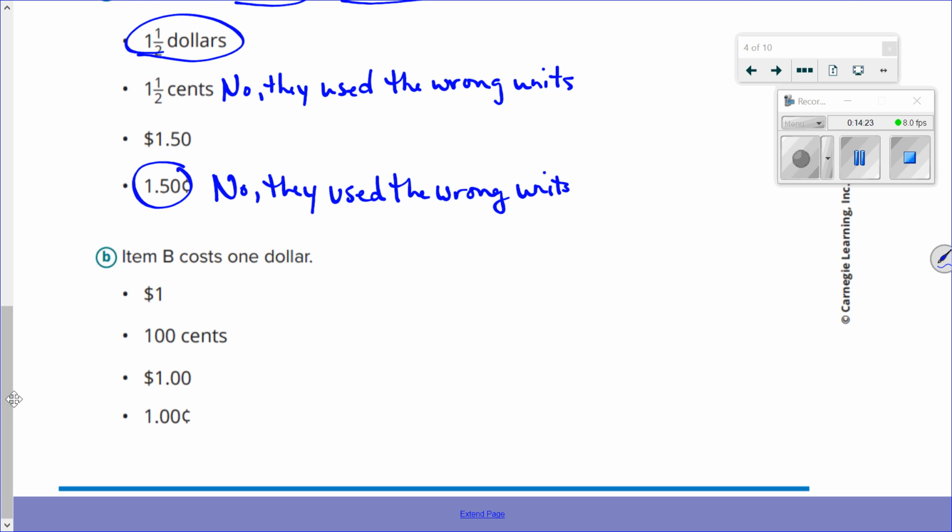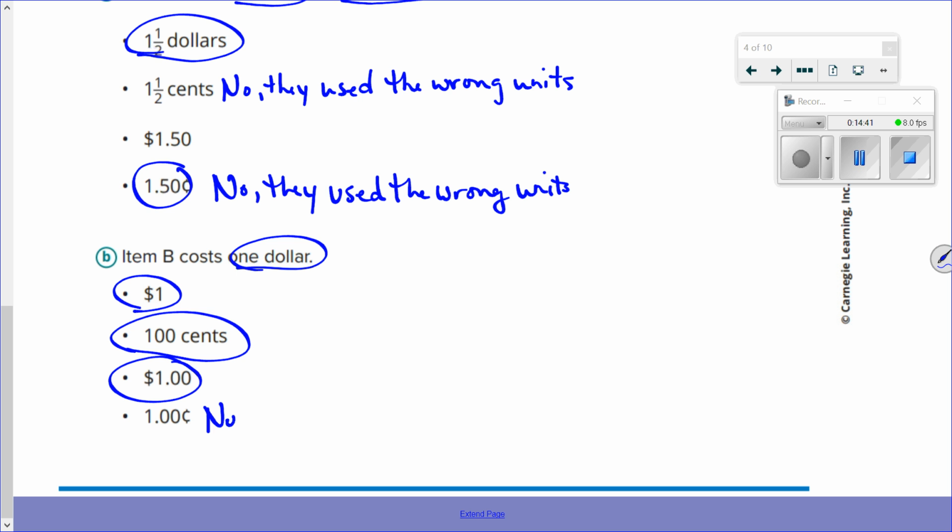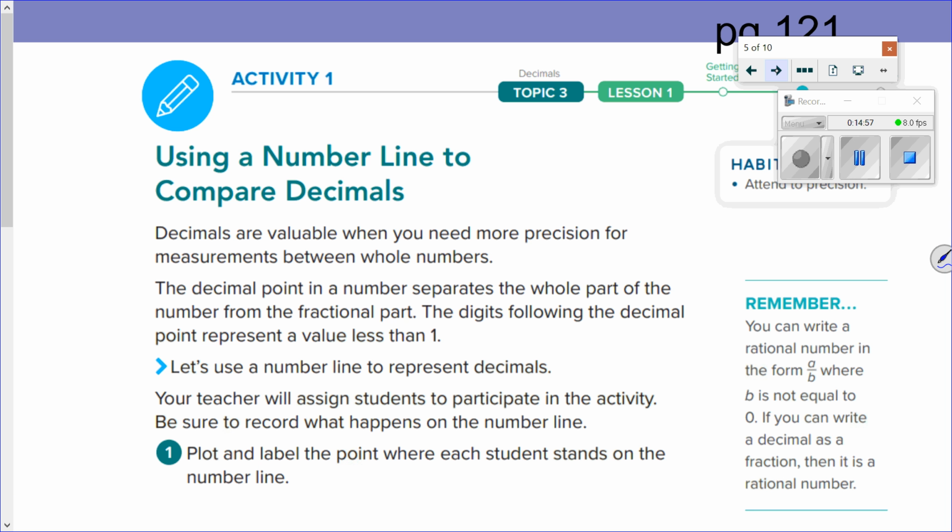Our second set of numbers. This one is just $1. Is that $1? Yes. Is that 100 cents? Yes. Is that a dollar with 2 decimals? Yes. Is that 1 with the cent sign? No. Again, what did they do wrong? Wrong units. Yes, your units matter, guys. If I don't have the correct units, I'm going to get the wrong answer. So it's not only critical in area and volume, it's also critical in money.